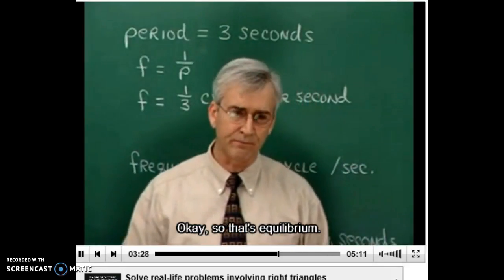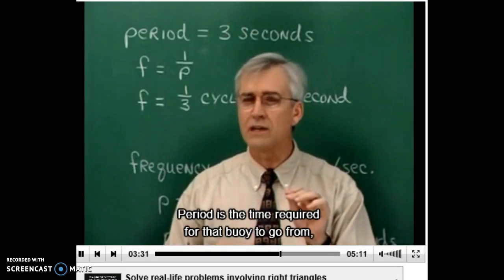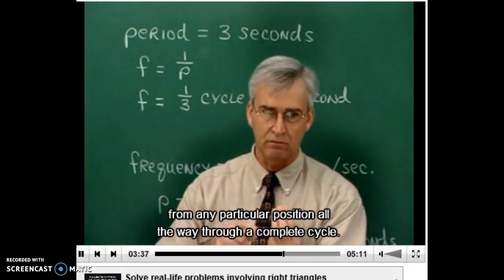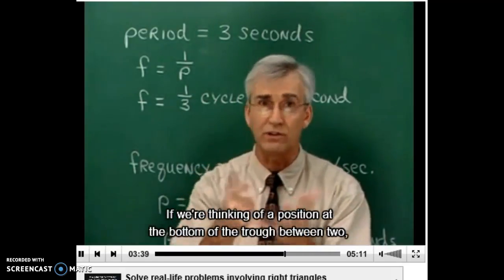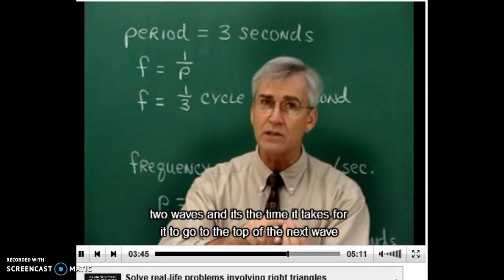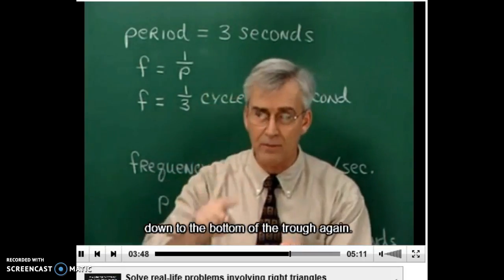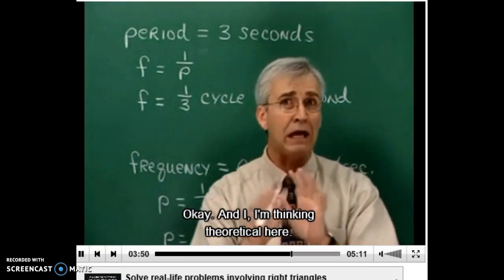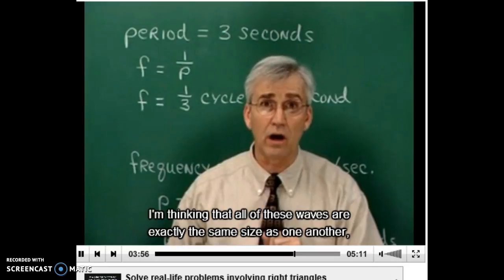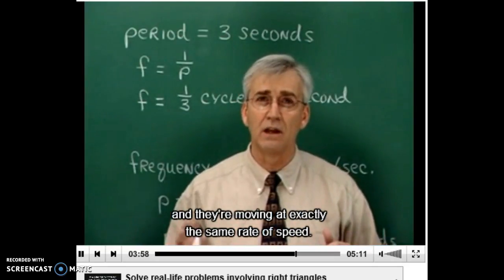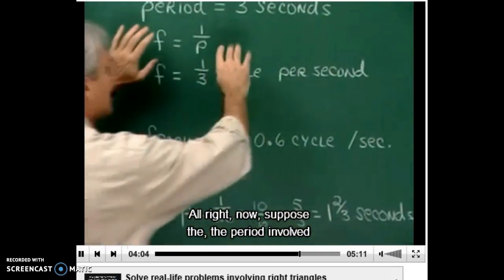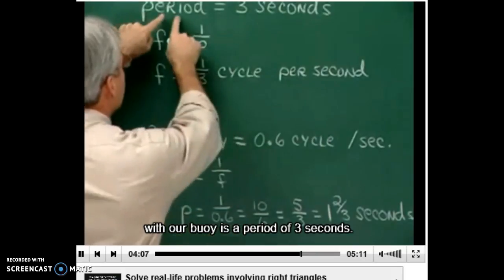Okay, so that's equilibrium. Now, let's talk about period. Period is the time required for that buoy to go from any particular position all the way through a complete cycle. If we're thinking of a position at the bottom of the trough between two waves, then it's the time it takes for it to go to the top of the next wave and down to the bottom of the trough again. Okay, and I'm thinking theoretical here. I'm thinking that all of these waves are exactly the same size as one another, and they're moving at exactly the same rate of speed. Okay, simple harmonic motion.